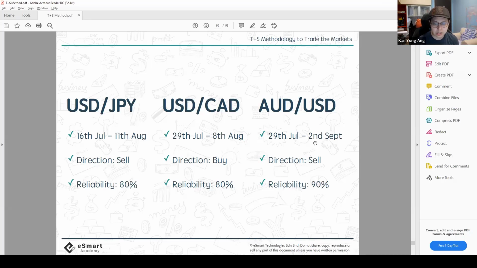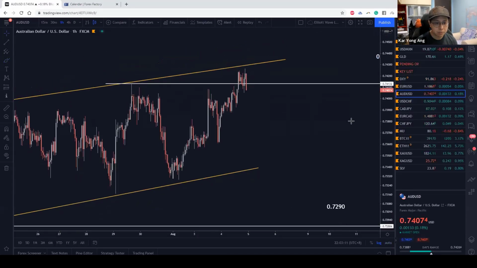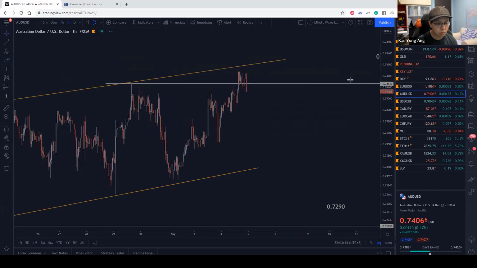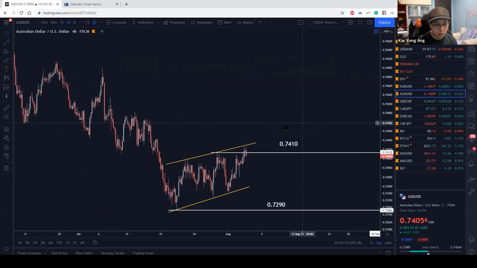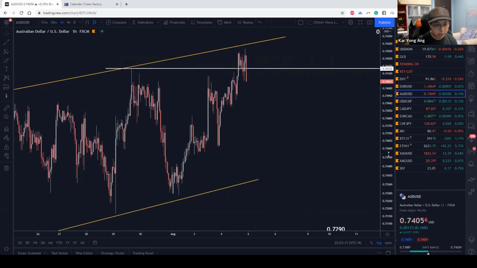Last one here on the currency pairs, you have the Aussie dollar. Aussie dollar is a little bit long in the window of time. You have 29th of July to 2nd of Sep. So if you take a look at Aussie dollar here, yeah, this is looking nice on a 1 hour time frame. Yeah, I think this would be great. Oh, something is moving as of now.